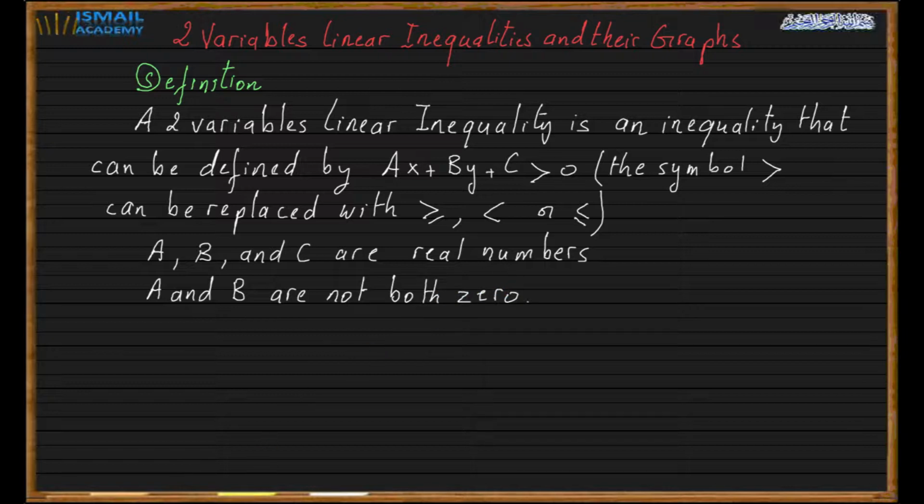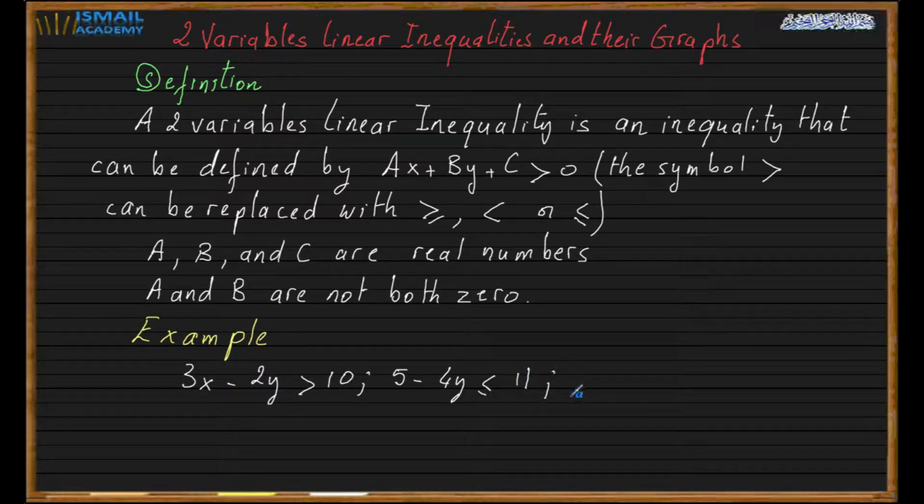So let me give you an example of two variable linear inequality. So example: 3x minus 2y greater than 10, 5x minus 4y less or equal than 11, 2x less than or equal to 9, or you can have something like 4 minus 2x plus y is less than 0. So those are examples of two variable linear inequality.